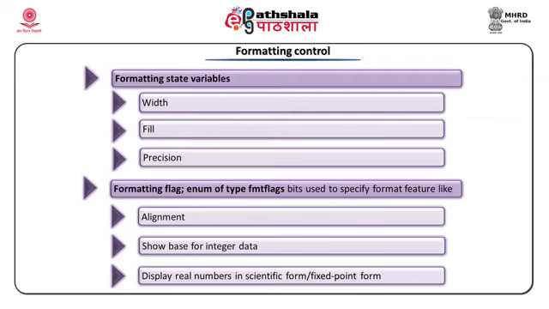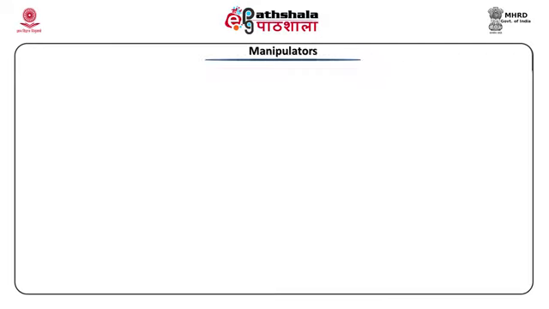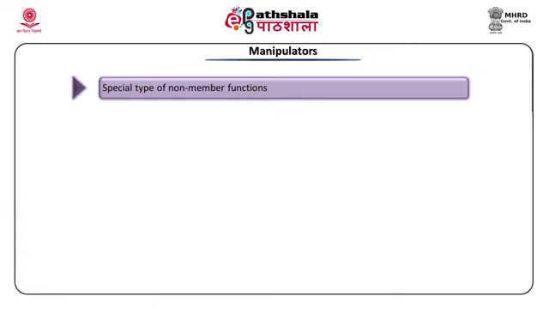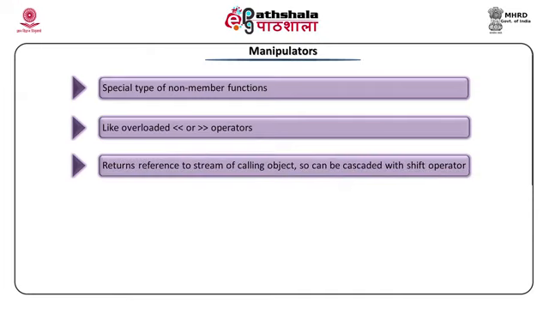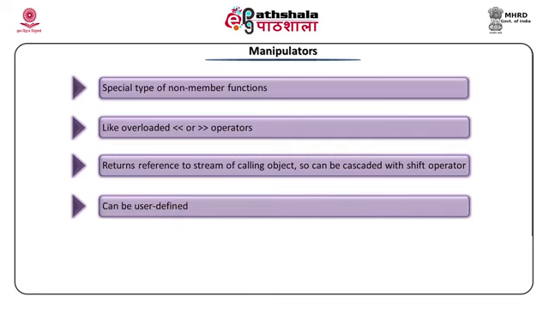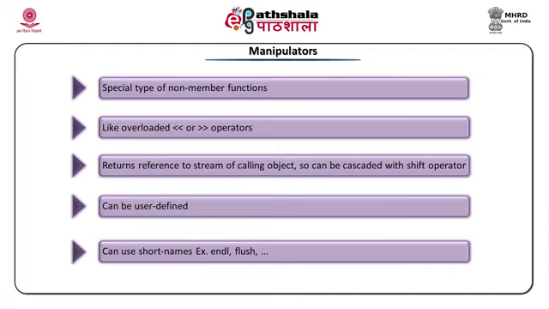In C++ we can do formatting using ios member functions as well as using manipulators. What are manipulators? Manipulators are a special type of non-member functions. That means they do not belong to any class. They are just like overloaded operators, insertion and extraction, and the main advantage of using a manipulator is that it returns the reference to the stream of the calling object, and therefore we can use it in a cascaded manner. We can also have our user defined manipulators, and C++ also provides predefined manipulators, and we can use their short names also. So these are all the advantages of using manipulators.